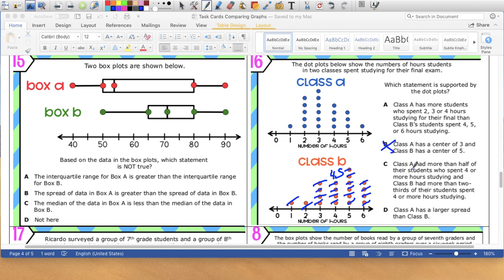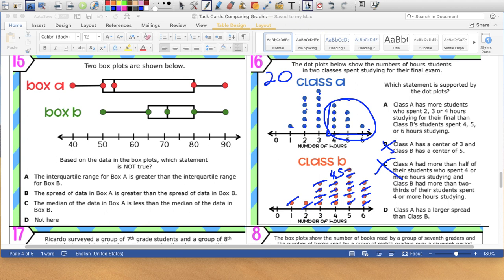Class A has more than half of their students who spent 4 more hours studying. And class B, is this 4 more? Is this half of the people? Is it more than half of the people? How many people are here? 1, 2, 3, 4, 5, 6, 7, 8. And how many in total? 1, 2, 3, 4, 5, 6, 7, 8, 9, 10, 11, 12. So there's 20 people in total. More than half? No, that's not true.